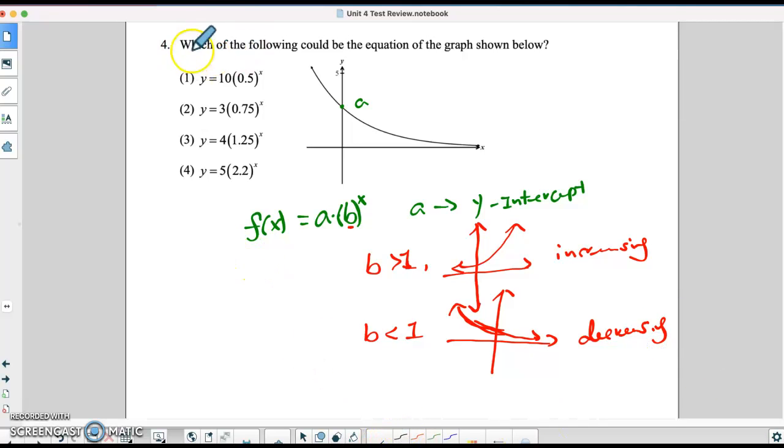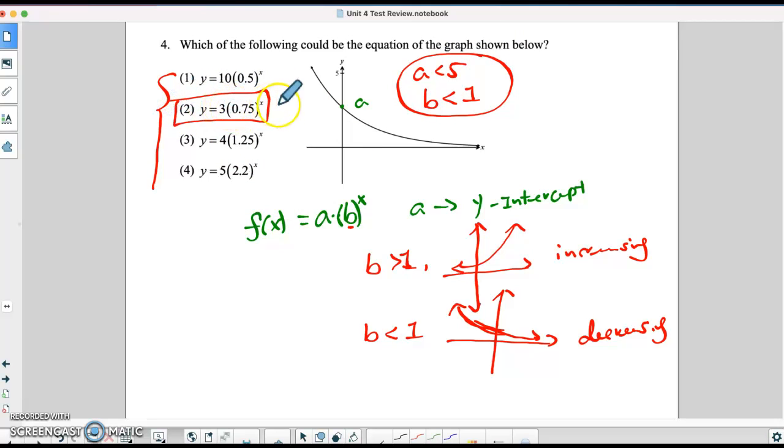So if you look at all those choices, in order to match the graph, a needs to be less than 5, because the graph's intercept is underneath 5. And b, since it's decreasing, needs to be less than 1. So which one fits our description? Only the second one. In this case, a equals 3, which is less than 5, and b equals 0.75, which is less than 1. So the second one is our choice.